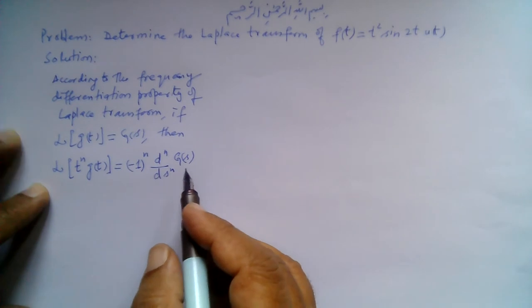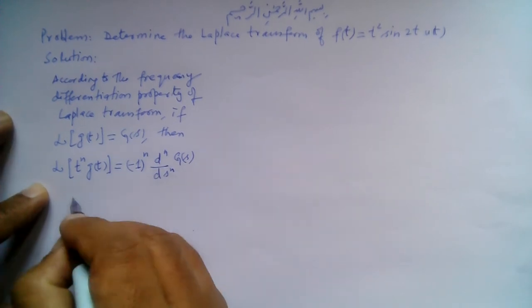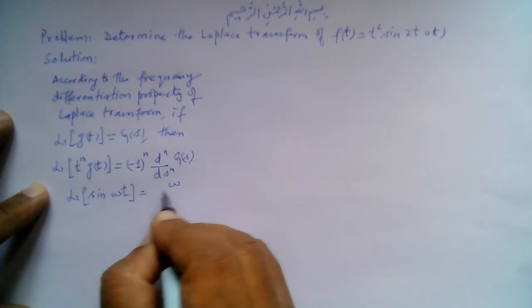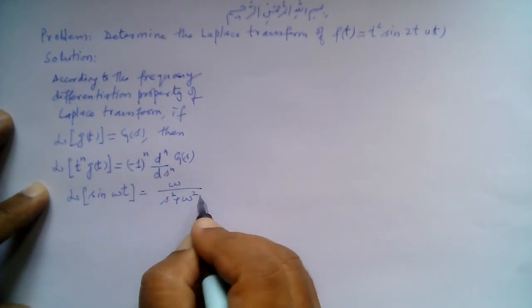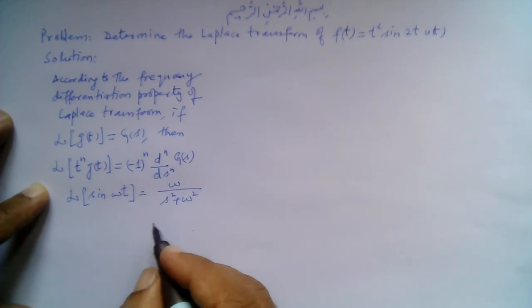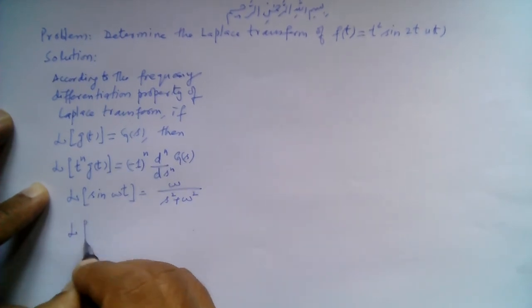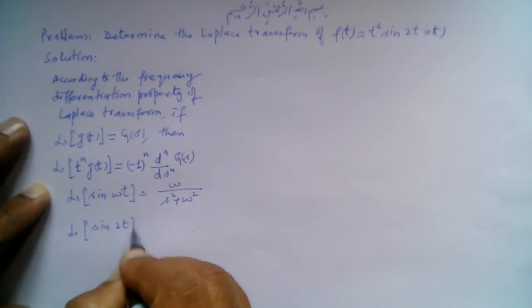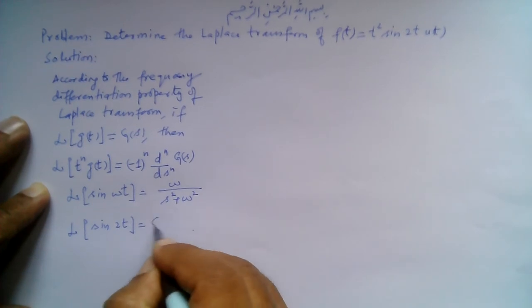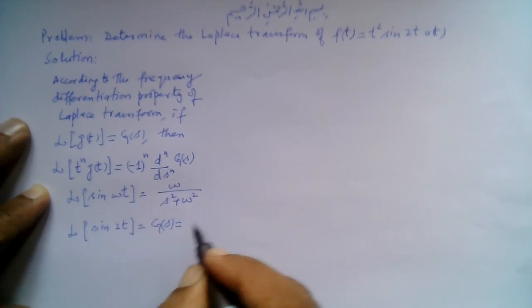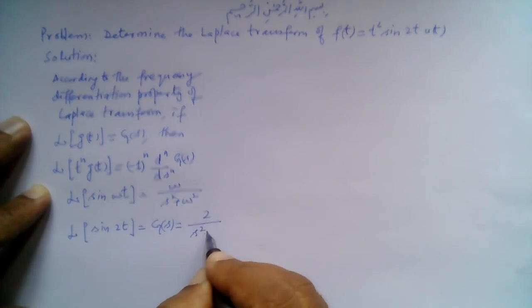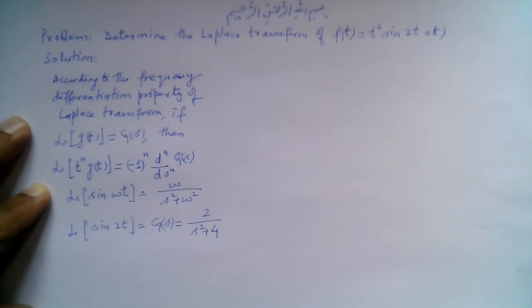So in our case, we know that the Laplace transform of sin ωt is equal to ω over s² + ω². So the Laplace transform of sin 2t, let's call this G(s) here, is given by, with ω equal to 2, 2 over s² + 4, right?